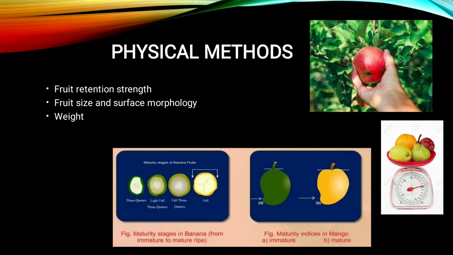Second, that is fruit size and surface morphology. This second one, size and morphology, is quite a simple procedure. Through this we can find maturity.